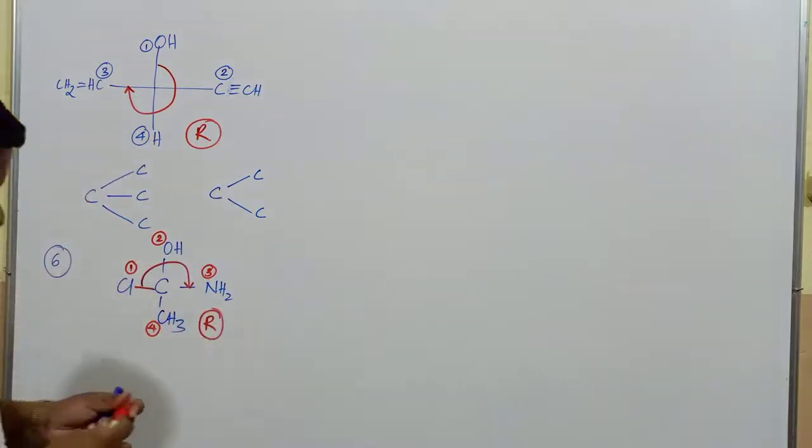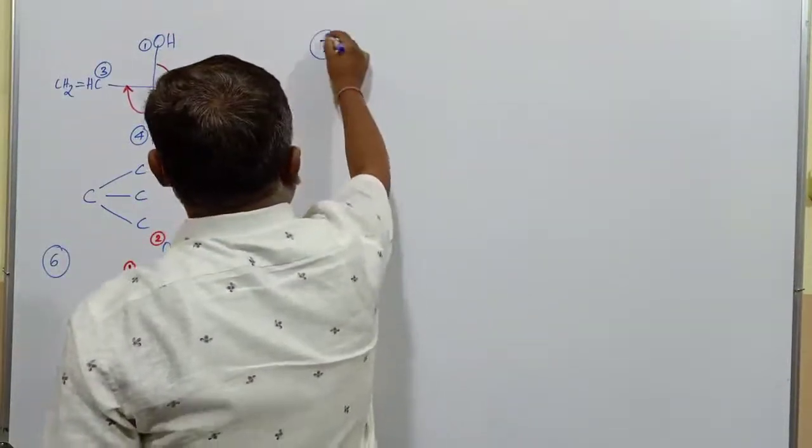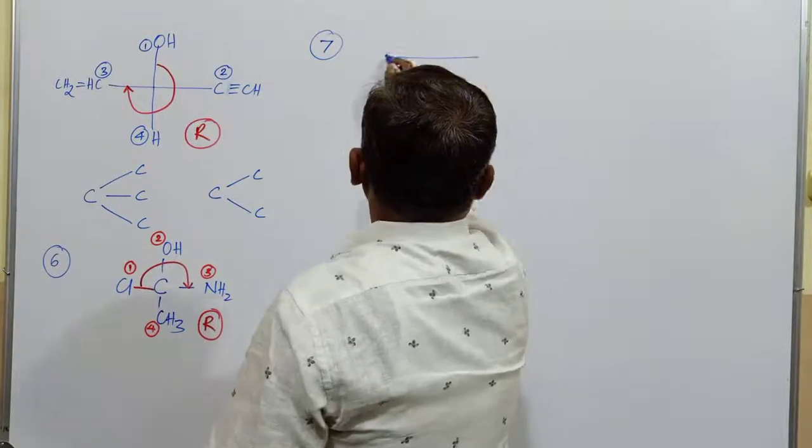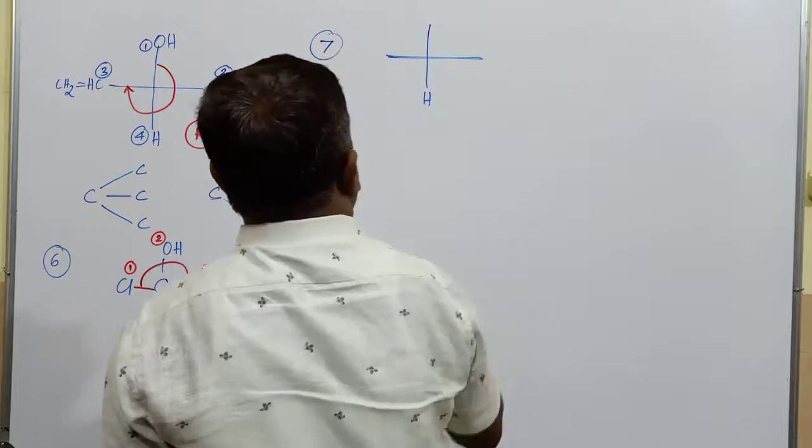So like that, a number of examples. If you go with another molecule, let us consider in this case a particular group which has a cyclic ring.